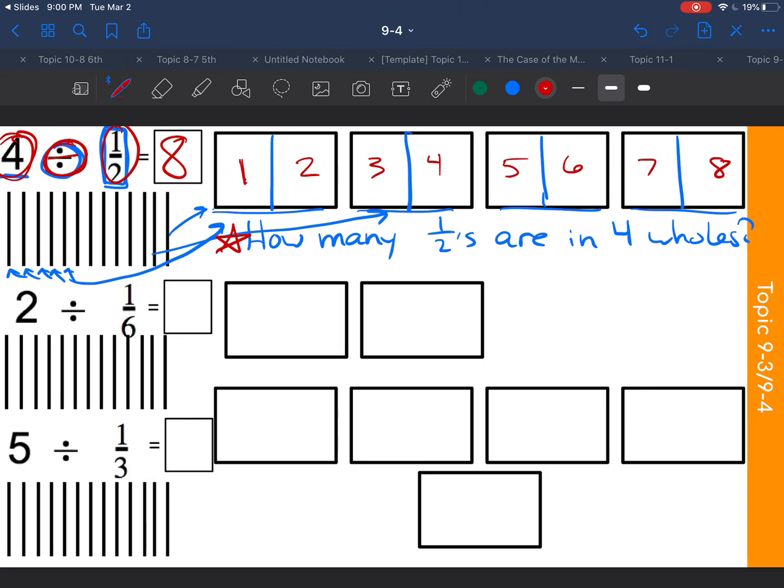Okay, so let's look at this next one. 2 divided by 1/6. So you see that we have 2 holes already drawn. And how many sections are we going to split each hole into? Well, we're dividing by a 6. So we're trying to see how many 6ths are in 2 holes.